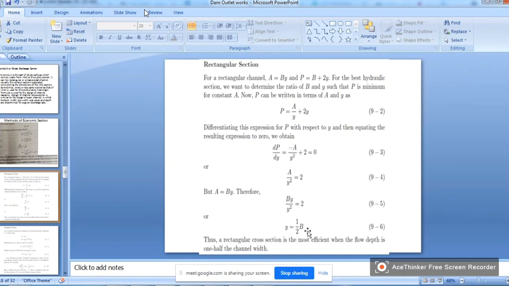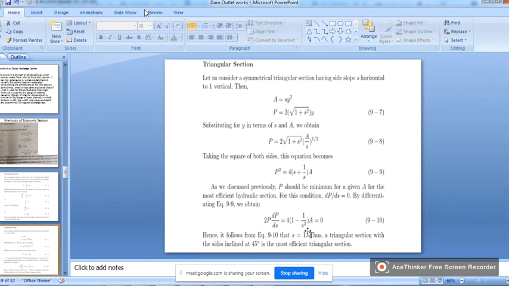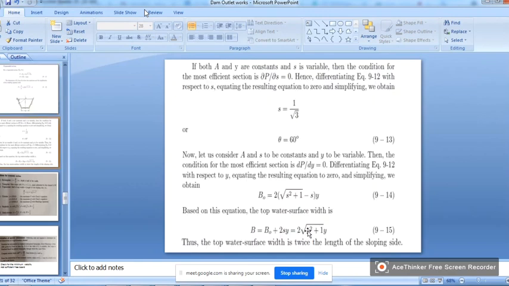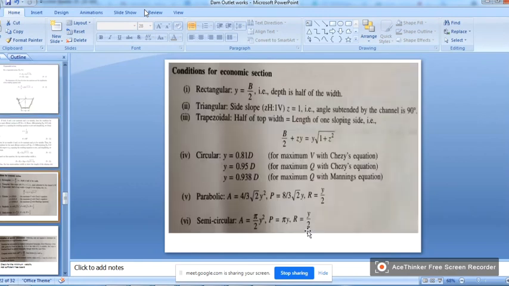Like this, for different channel sections we have different equations: for a triangular section, for a trapezoidal section, and so on. For rectangular, y is equal to b by 2. For triangular, the side slope is one horizontal to one vertical, so Z should be equal to 1, or the angle subtended by the channel is 90 degrees. For a circular section, y is equal to 0.81 times the diameter. For a parabola, it is semicircular. These are the conditions for an economical section.